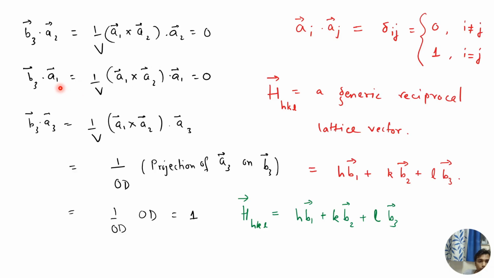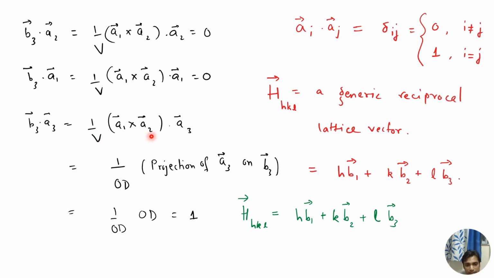Similarly, if you take the dot product with A1, now this B3 is nothing but A1 cross A2, and it is perpendicular to both A1 and A2. So when you take the dot product, it has to be 0. But now if you have B3 dot A3, B3 is 1 by V A1 cross A2, and A3 is just A3.